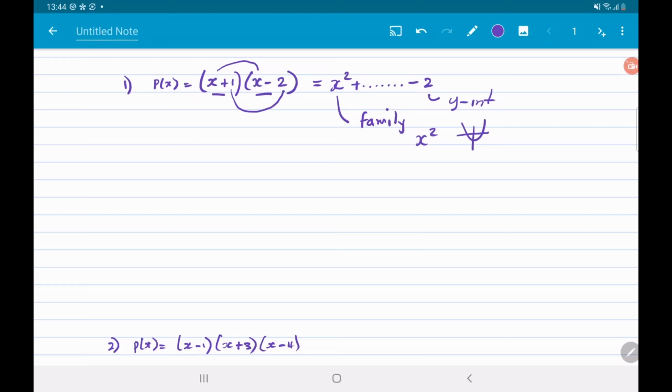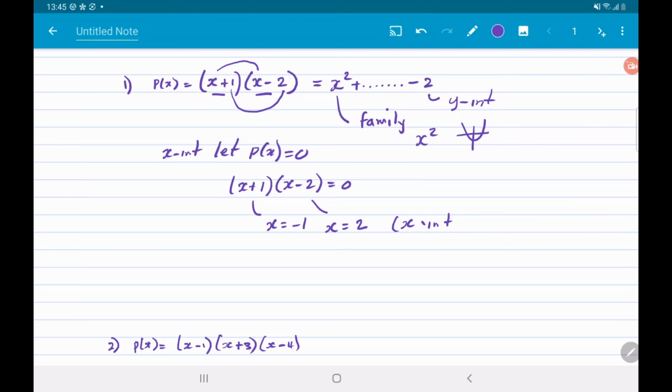So we'll find the x-intercepts now. So we let our polynomial equal 0. So that means that x plus 1 times x minus 2 equals 0. And that means from this factor, x would equal minus 1. And this factor, x must equal 2. So these are your x-intercepts.